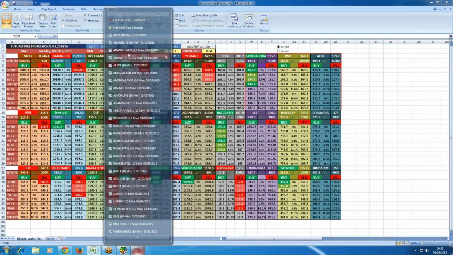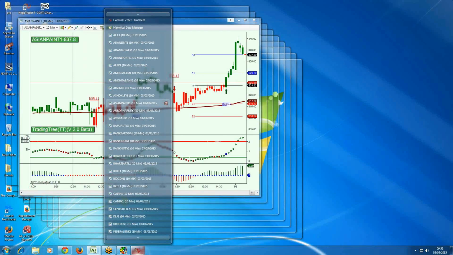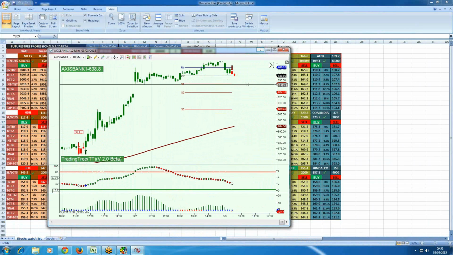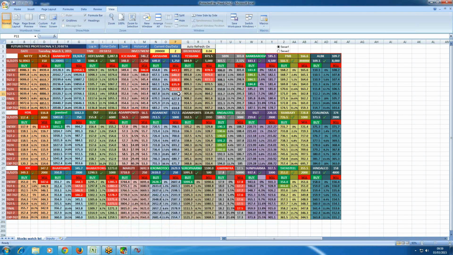So Axis Bank, let me just check what's the trend. So we already have a sell call here. It's already done its first target. So we'll stay short on Axis. You can see that in case it makes its final targets, that's 627.90. So the call got generated at 643.